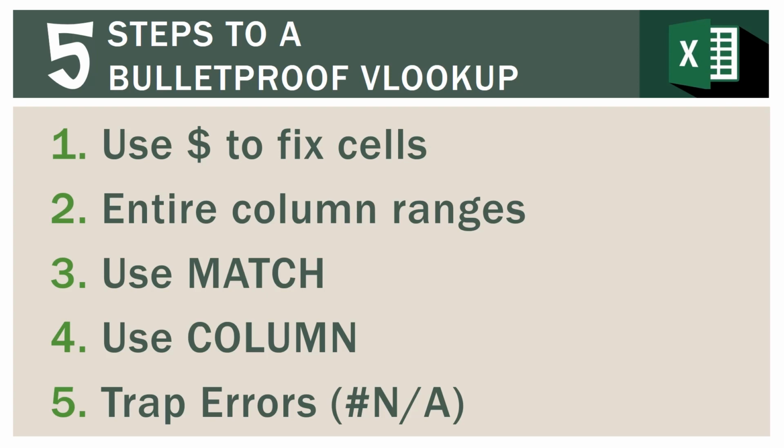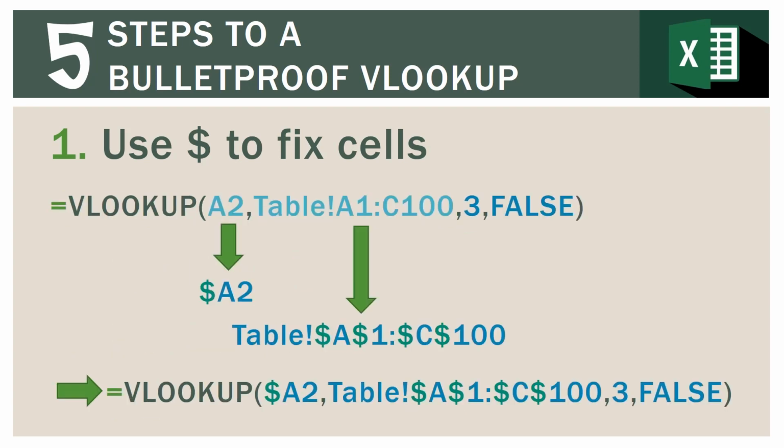A quick recap then of our 5 steps to a bulletproof VLOOKUP. So in step 1, we used $ signs to fix our range and cell references. So we made sure that we can copy and paste this formula between different columns and rows, and it will hold the table reference static and make sure that we're always picking up the correct column to look up. In this case, it was the customer name.